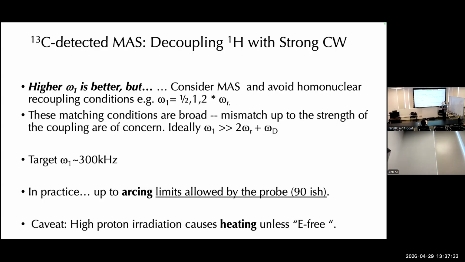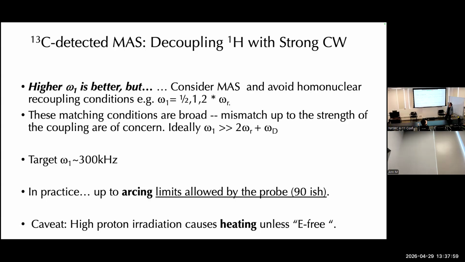And the way to think about that is that you need to be off of them by an amount comparable to whatever the coupling is you're working with. If that's CSA or if that's dipole, here we're talking about dipole coupling. The dipole coupling is 20 or 30 kilohertz. I need to be off of these matching conditions by 20 or 30 kilohertz. Okay. So that's how I'm just barely squeaking by at 70 kilohertz. Now all of a sudden it makes sense.